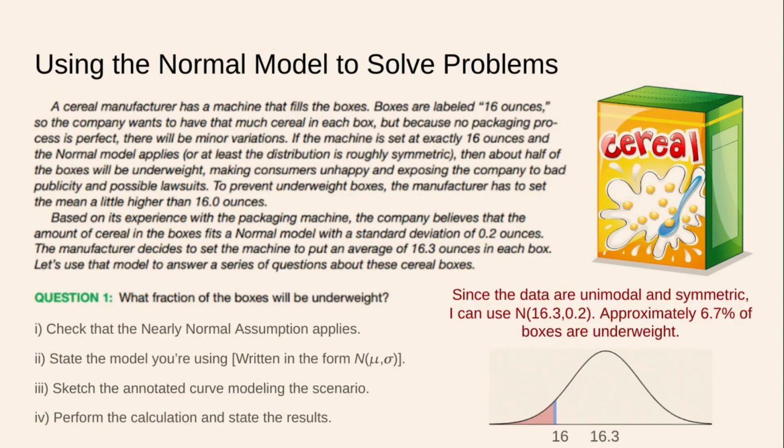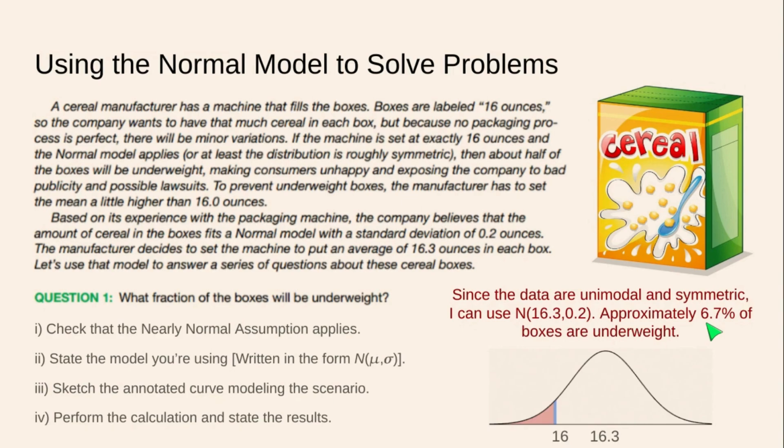Very good. So, since the data are unimodal and symmetric, as we've said before, I can use the normal model centered at 16.3, that's what we've set the mean to, and a standard deviation of 0.2, right? If I were to find this probability over here, that would be 0.067 or 6.7% of the boxes being underweight. Why this cutoff right here? Well, because anything below 16 ounces is going to be underweight. Here's my mean. I want the odds of being below 16 ounces, and that probability is about 6.7%.